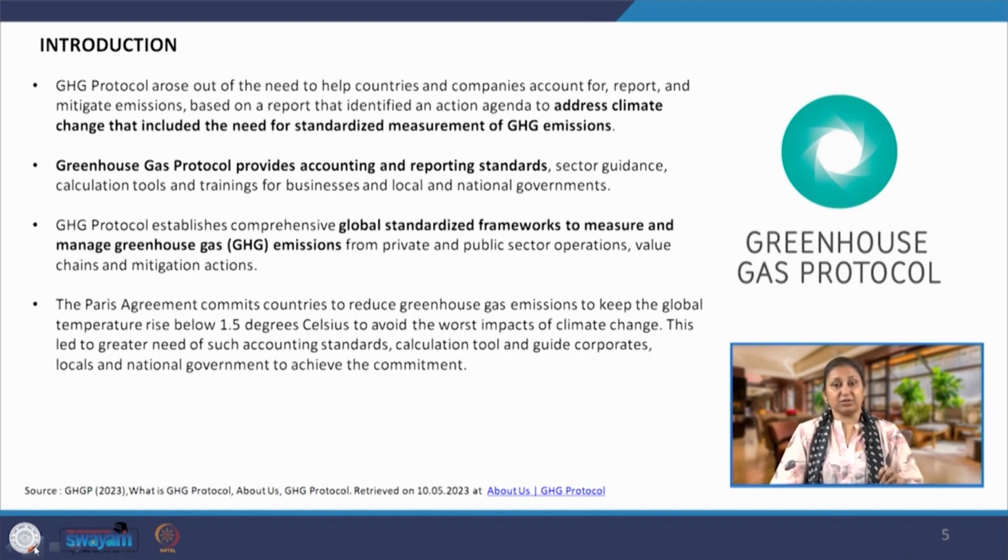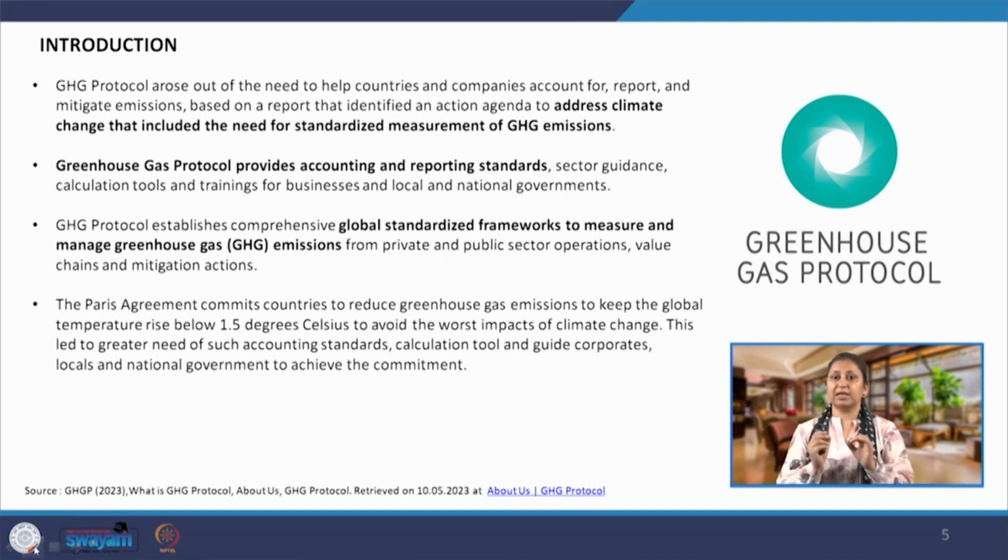This is what the Greenhouse Gas Protocol, GHGP, provides us. It also provides us the globalized, standardized frameworks to measure and also manage greenhouse gas emissions. So, it is not just measuring and reporting, it is also managing greenhouse gas emissions, and we will see what all will come as part of the protocol, because we want to reduce emissions, and not just reduce, but also measure them and report them.